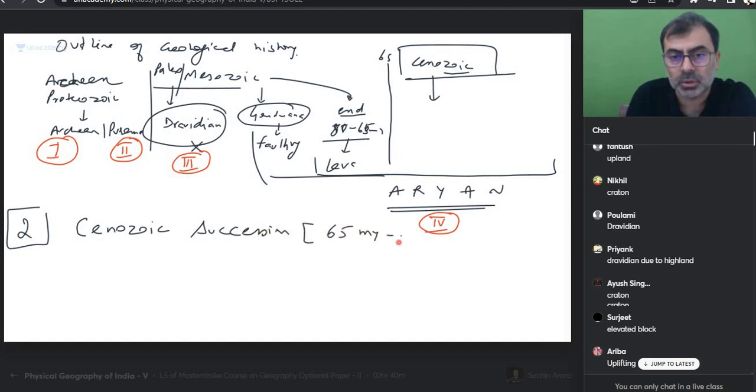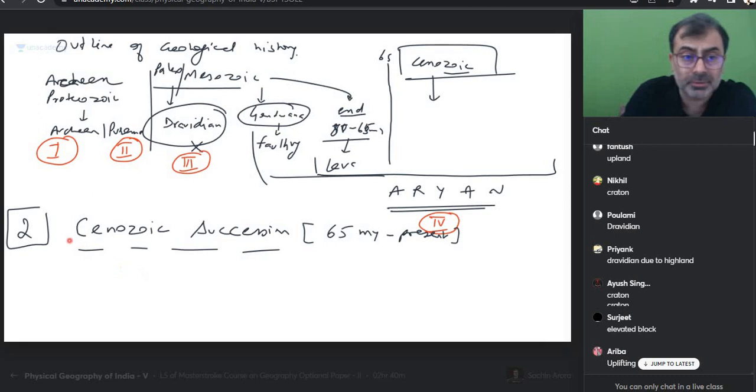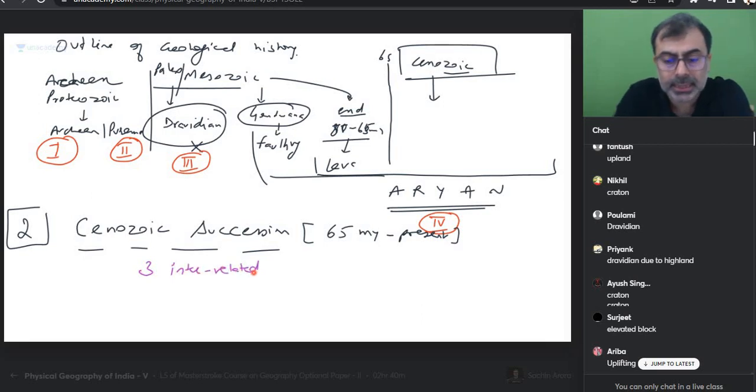65 million years to present. Please write down. This succession is associated with the events which led to the formation of Himalayas. The Himalayan upliftment had three interrelated events of great geological consequence.